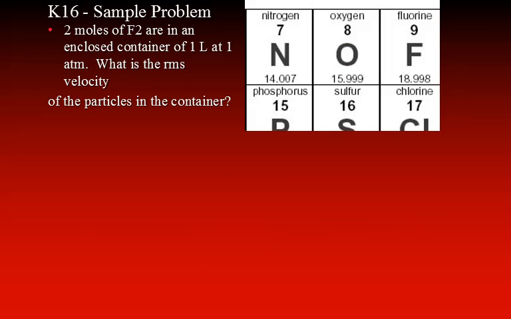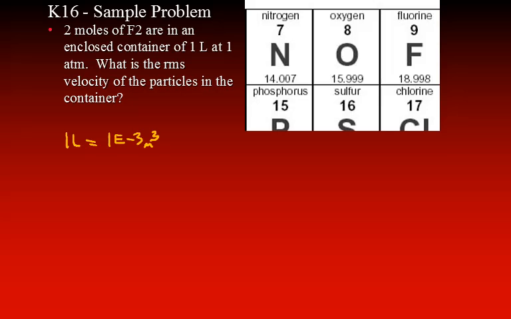Okay, so let's say we have 2 moles of fluorine gas in a closed container of 1 liter at 1 atmosphere. Find the root mean squared velocity of the particles in the container. Go ahead and pause the clip and try this, and when you're ready to check, hit play to continue. All right, so 1 liter is 1 times 10 to the negative third meters cubed. 1 atmosphere is 101,000 pascals. And we have 2 moles, which we'll need to get into kilograms.